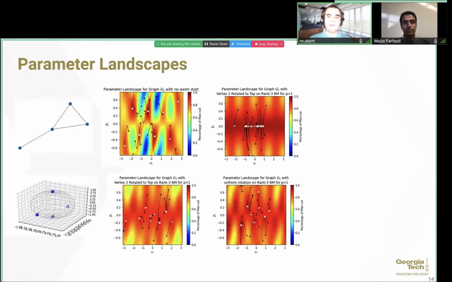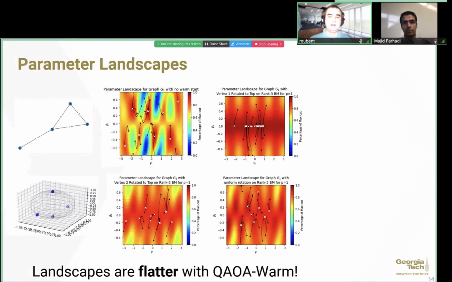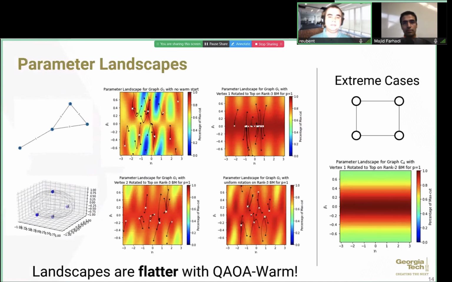We see that when we rotate vertex 1 to the top, the landscape is the flattest, with the trajectories ending on the line beta 1 equals 0. We also have the landscape where vertex 2 is rotated to the top, and uniform rotations as well. In general, the rotation used can have a significant effect on the landscape shape and on QAOA-Warm's behavior. In some cases, as shown here, the landscape flattens completely.